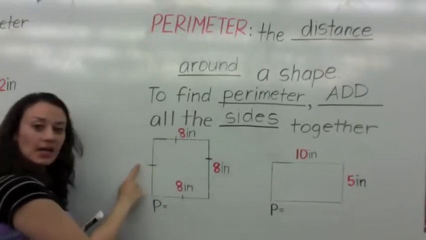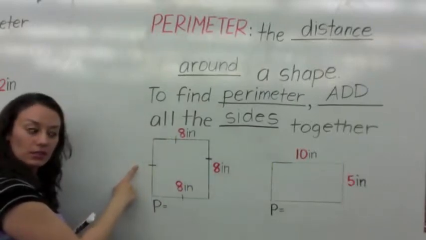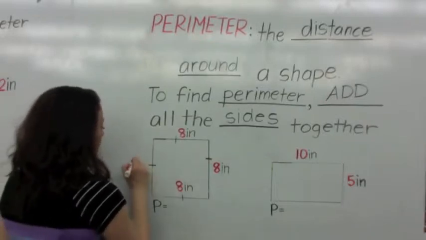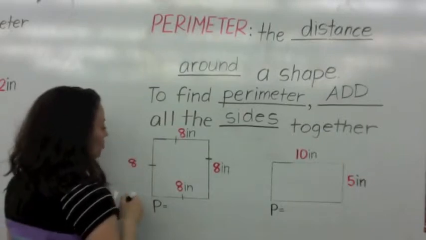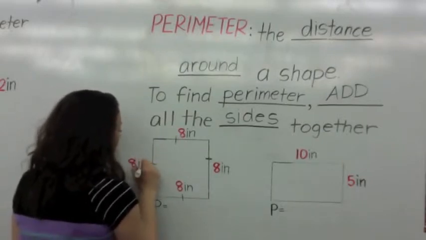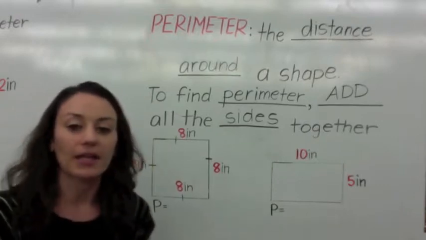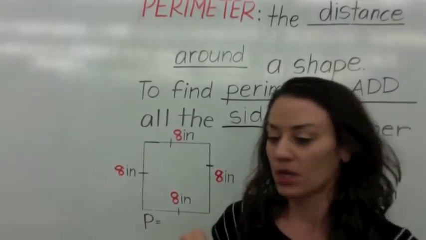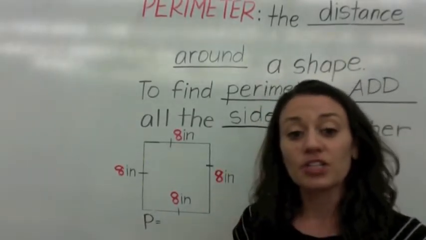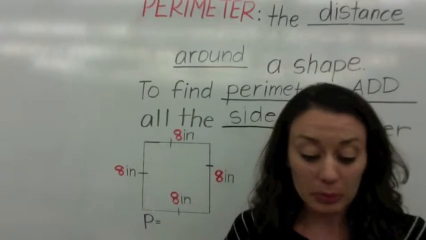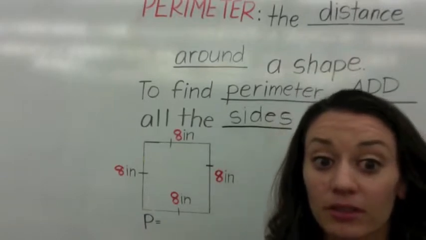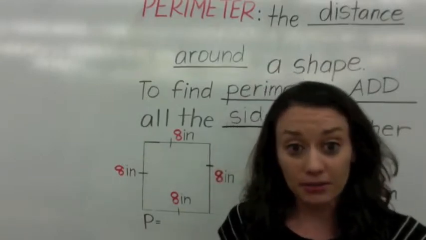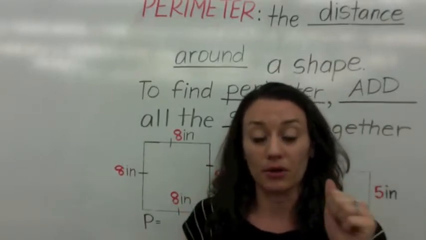What about this side? It is 8 inches. Great. So today we're going to be looking at a shortcut for finding perimeter. Now, for perimeter we're going to start to use variables. Remember what a variable is? It's a letter that stands in the place of a number.